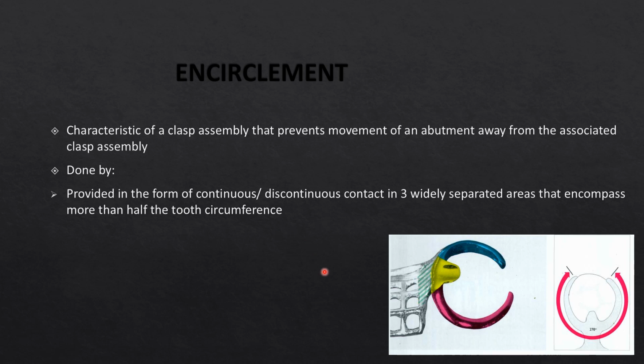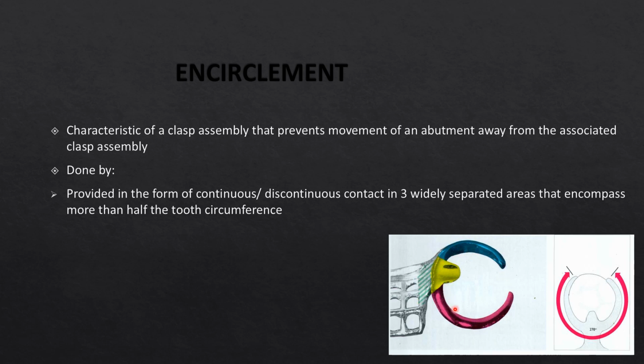Now coming to encirclement. So here we have the clasp assembly, this is the rest, this is the direct retainer, this is the reciprocal arm in blue. You can note the direct retainer is placed below the maximum convexity or height of contour of the tooth, whereas the reciprocal arm is placed at the height of contour of the tooth on the lingual side. So the reciprocal arm counteracts the lateral forces exerted by the retentive arm or the retentive terminal on the tooth, and this is known as reciprocation.